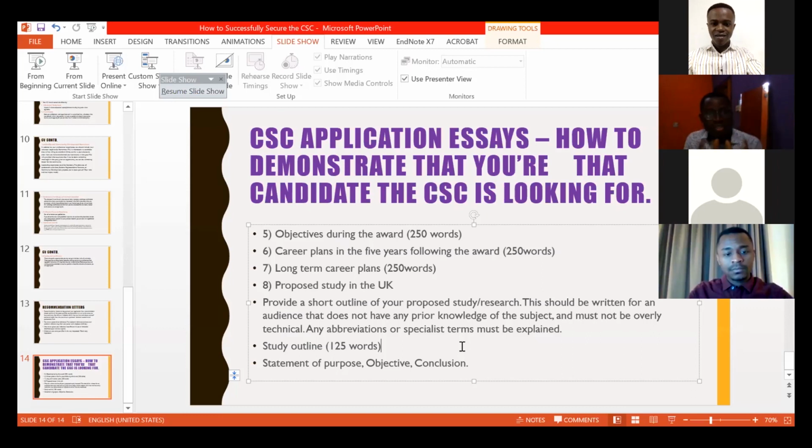So this is what you should state in your proposed study plan. And remember the word count: it should not be beyond 125 words. So in a nutshell, state what you're going to be doing. All right, so I think that is that for the other 4 essays.